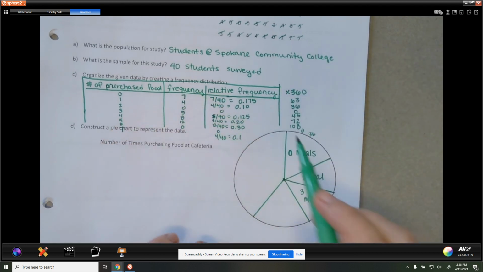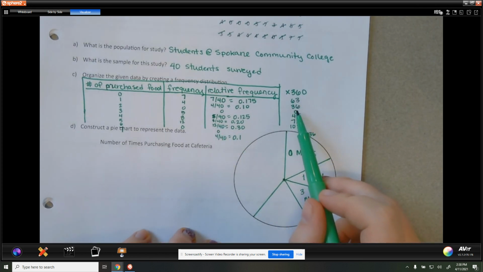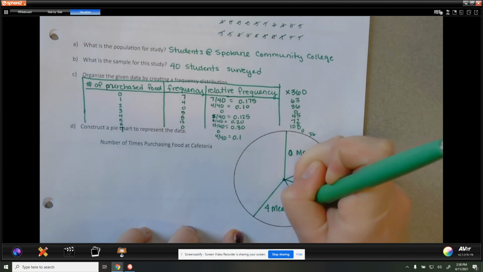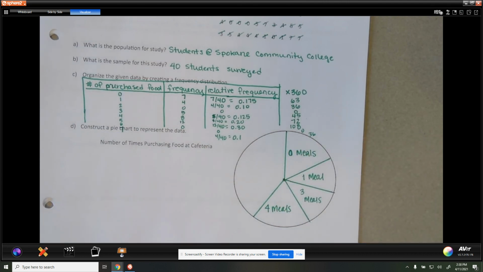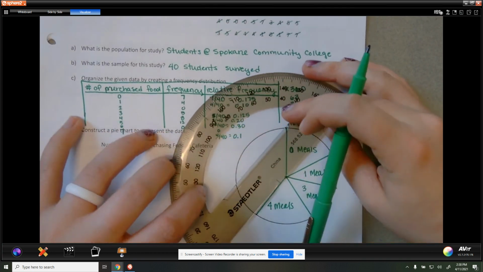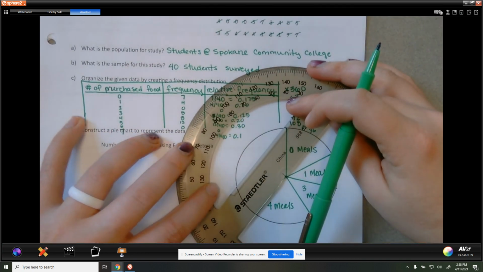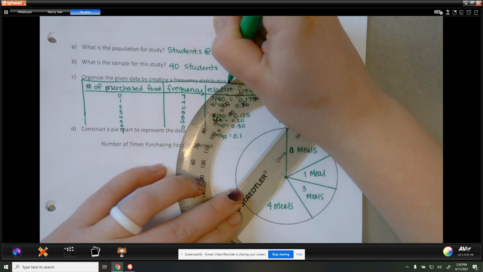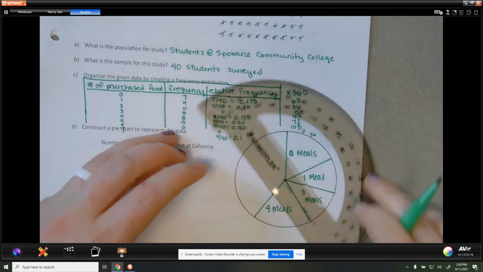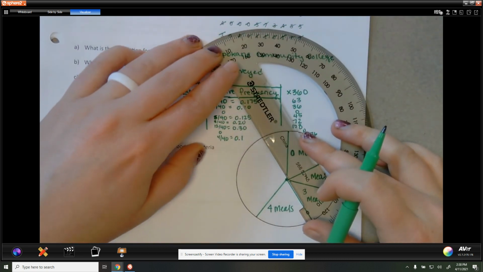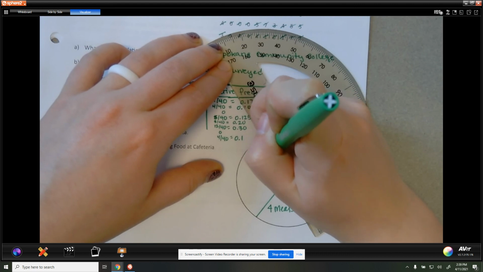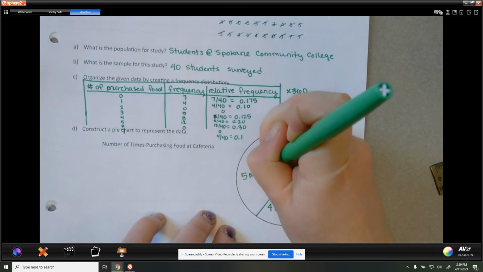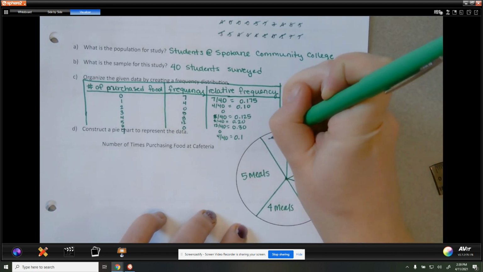So this was 0, 1, 2, 3, 4. 4 meals. All right, big one, 108, getting 5 meals a day. So 108, there's 110, 109, 108. Okay, so 5 meals. We didn't have any people that went for 6 meals, but then here's 7.